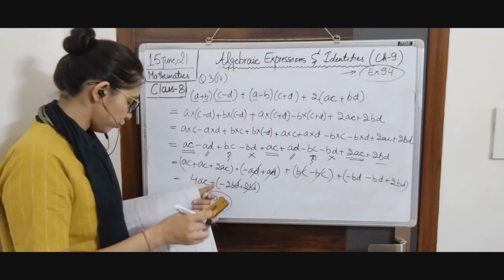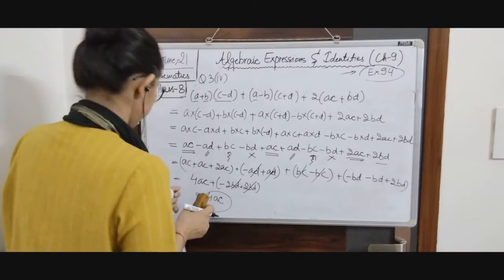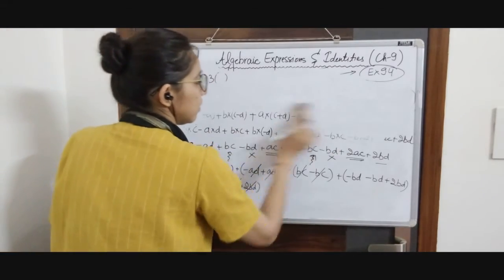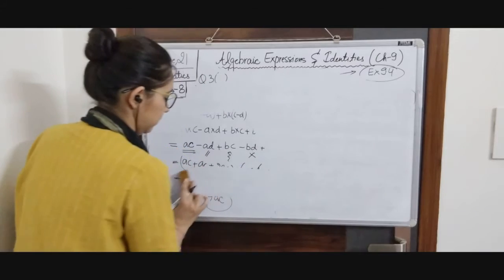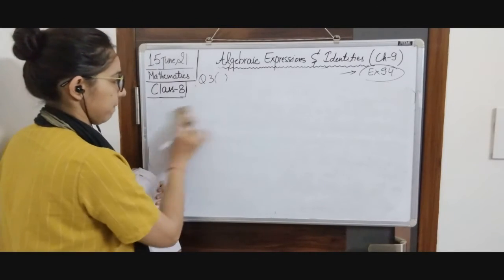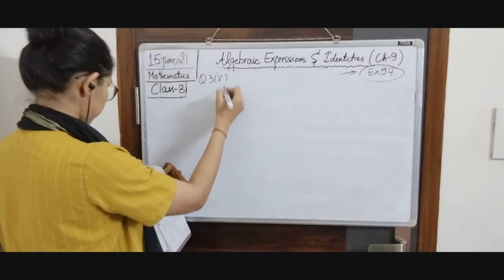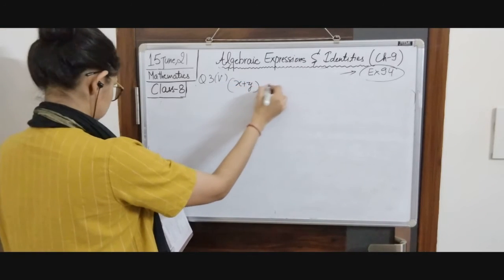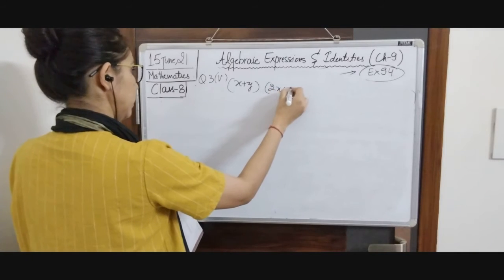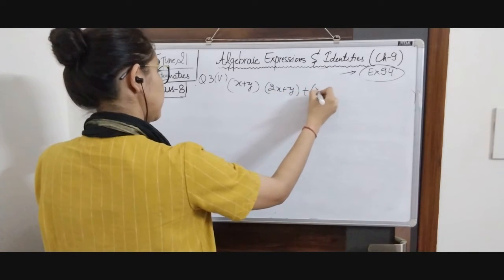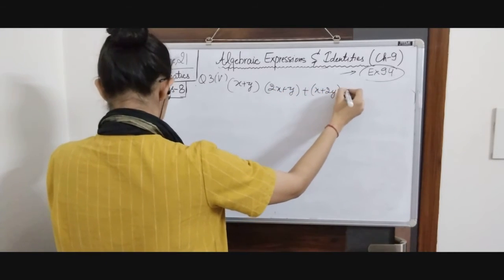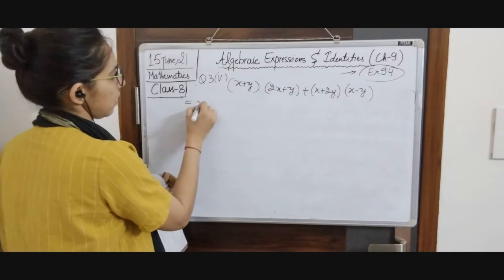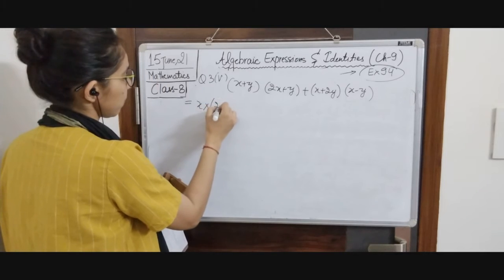Now this was the fourth part, we will move on to the fifth part. In the fifth part, we have (x plus y)(2x plus y) plus (x plus 2y)(x minus y). Same rule. I'll just solve it for you.